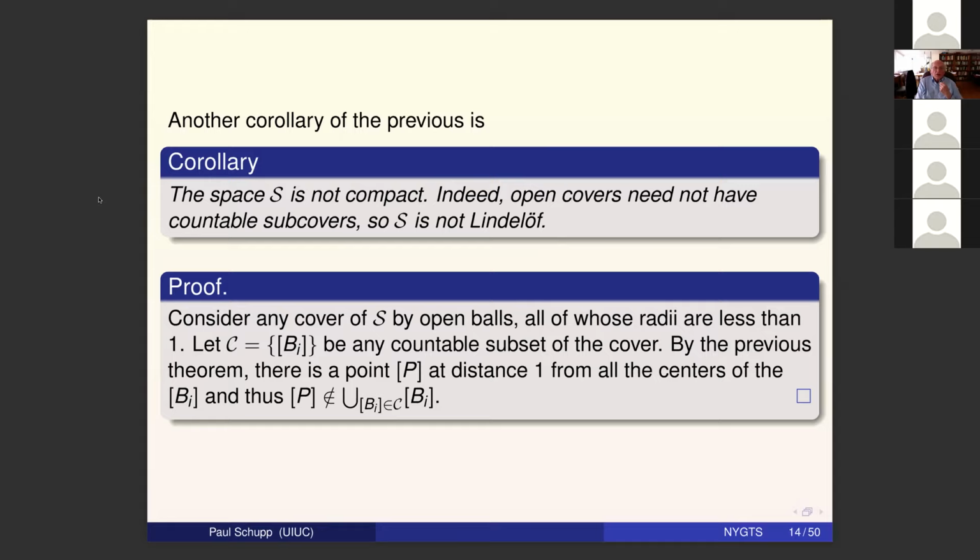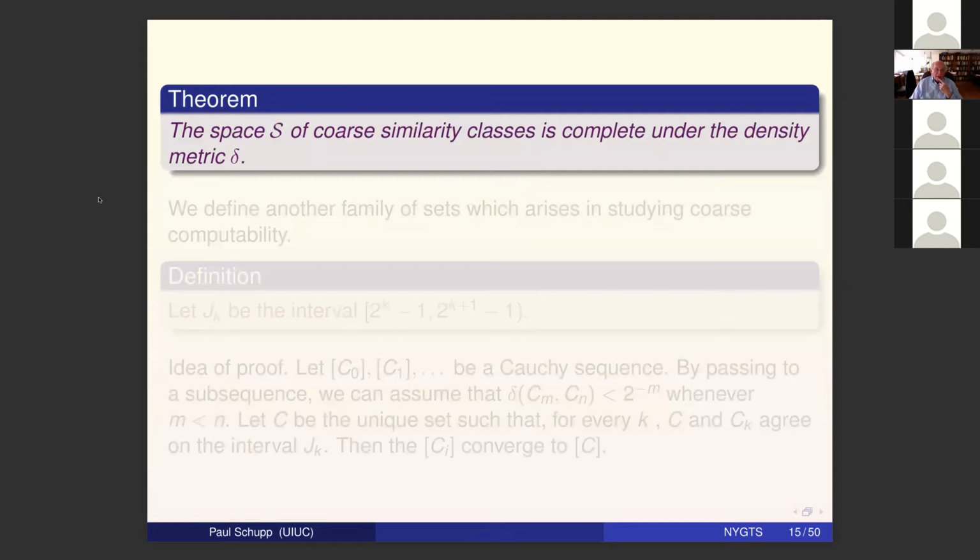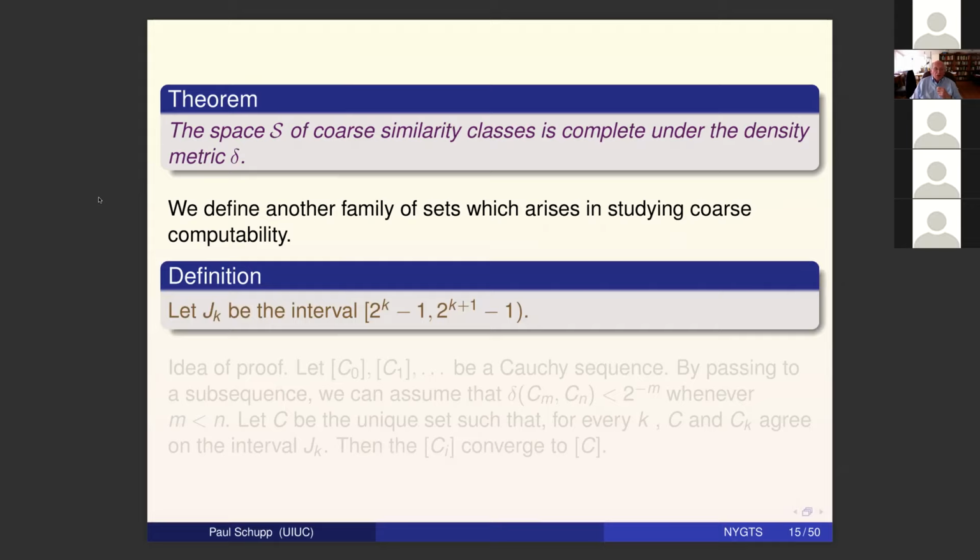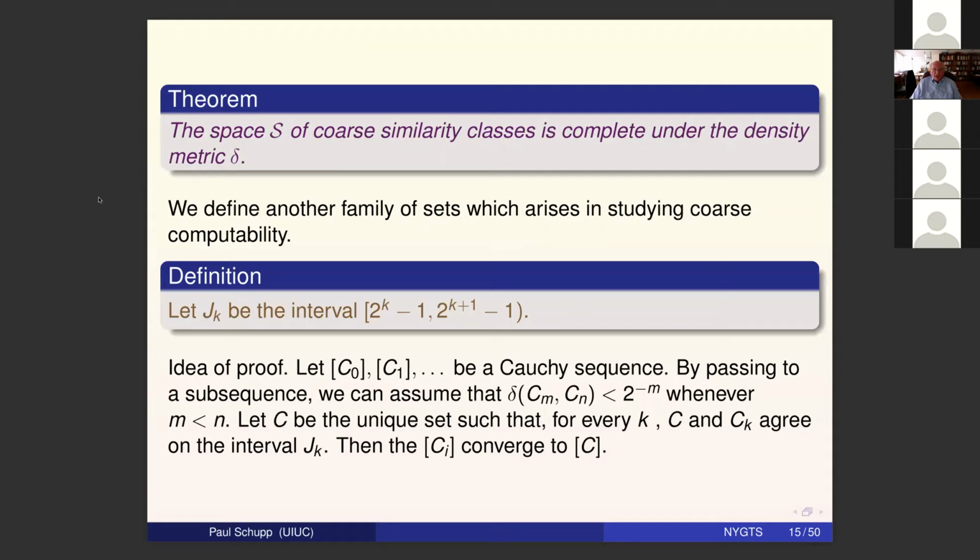Now on to the good properties. This space S of coarse similarity classes is complete. Here's another family of sets that arise in studying coarse computability. J_k is the half-open interval from 2^k minus 1 to 2^(k+1) minus 1. In coarse computability, we're stretching one bit of information over very large intervals many times. So the idea of the proof: if we have a Cauchy sequence in S, we pass to a subsequence, and we can assume that the distance between C_m and C_n is less than 2 to the minus m if n is bigger than m.